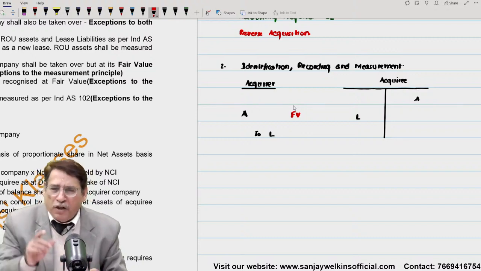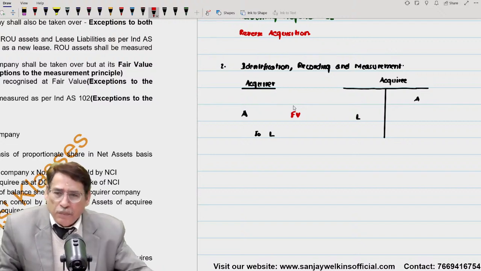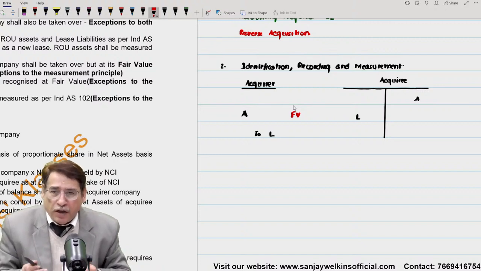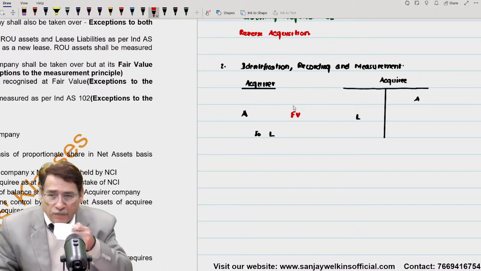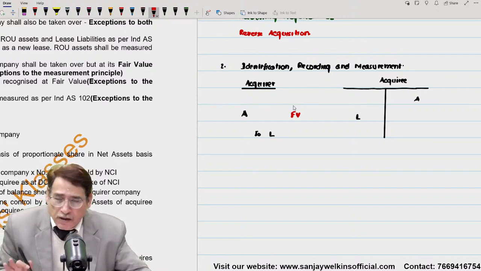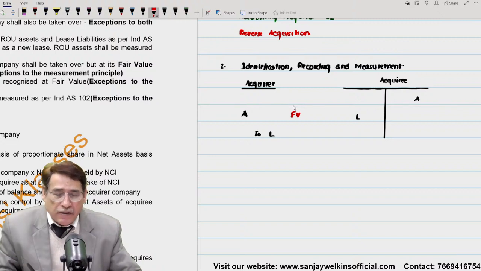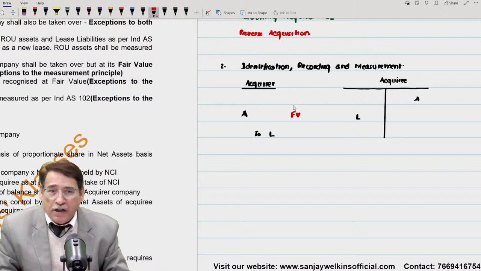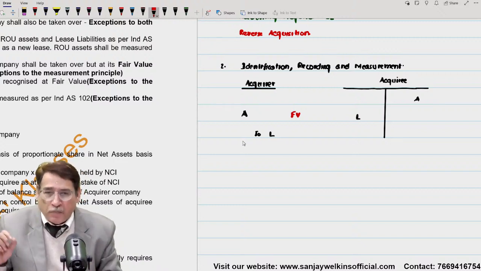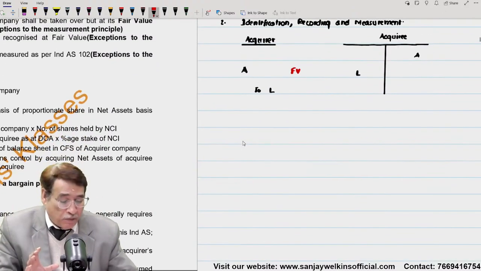Is this particular point clear to everyone? Let me know. It is very important to know from the student fraternity whether you are comprehending the things or not. Is this point clear to everyone, when I said that at whatever value it might be appearing in the books of the acquiree company, you have to record them at fair value? This is the general principle.